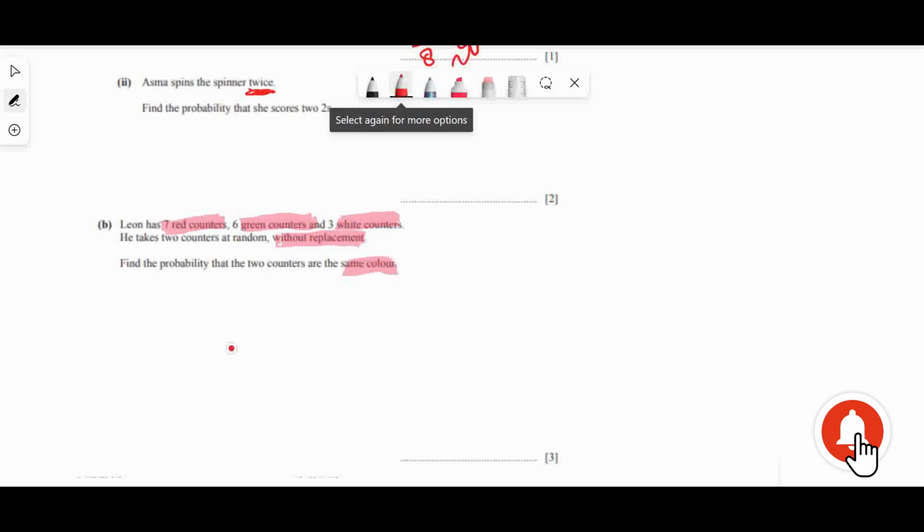Now, what does it mean? Same color means we can see that we have three colors, red, green, and white. So we can have two red, two white, and two green.